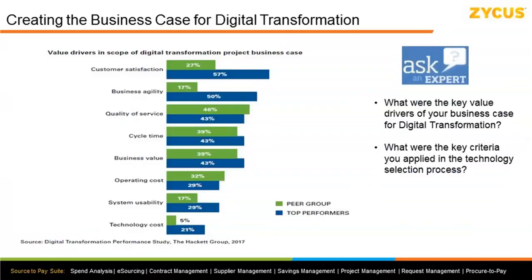Terrific. I want to jump ahead just real quickly to talk a little bit about the business case for digital transformation. Here you've got a lot of reasons for justifying an investment in digital technology, and of course, business value and operating costs, those financial metrics, are always going to be important. 43% of the top performers talk about business value, 29% operating costs. But it's interesting to me that even larger percentages are focused on some of the softer benefits: customer satisfaction, business agility, quality of service. So I'm curious, in the case of Belden, what were the key value drivers for your business case, and how did you go about selecting a technology solution?